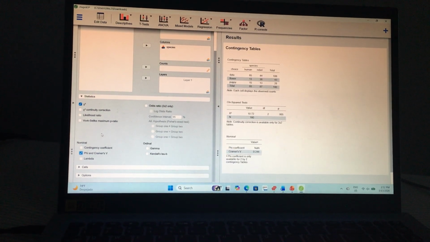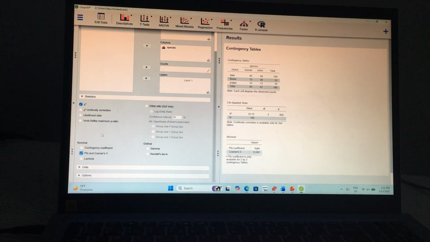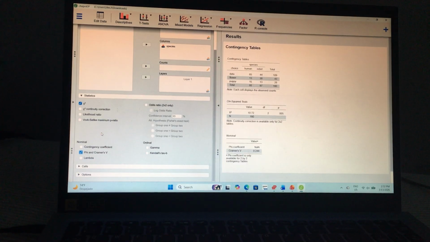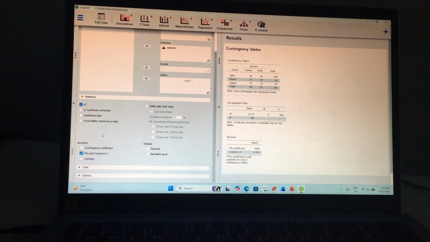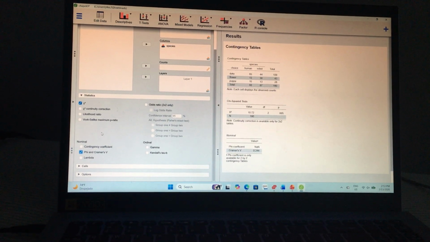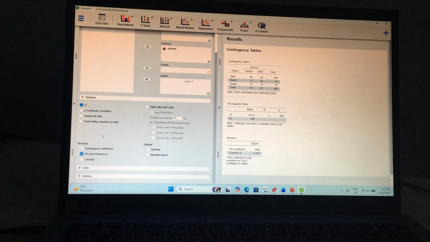So chi-squared equals 10.72, degrees of freedom is 2, and our p-value is 0.005, and n equals 180. Under nominal, we have our phi coefficient and our Cramér's V, 0.244. So let's double check. We're using this, and that's correct.